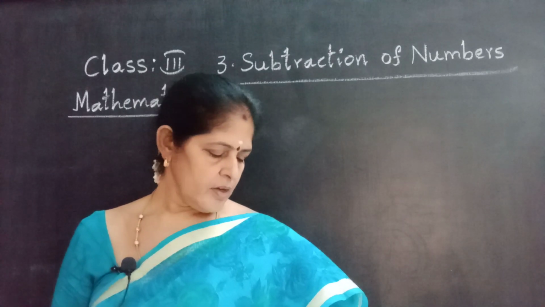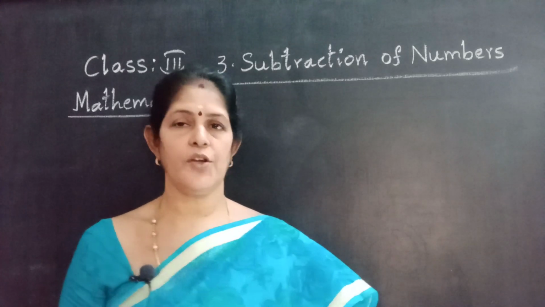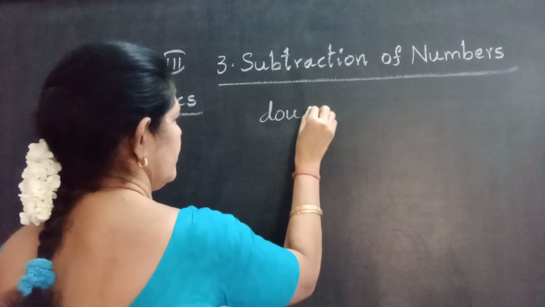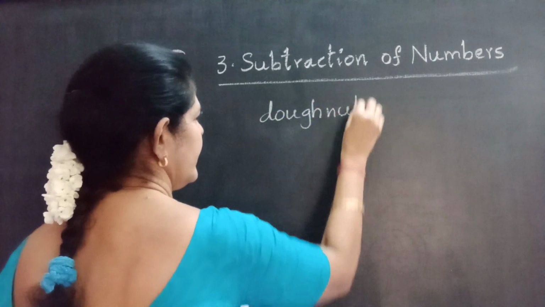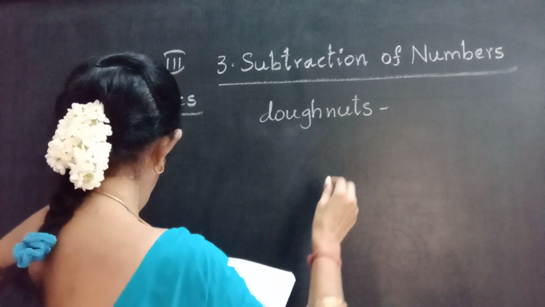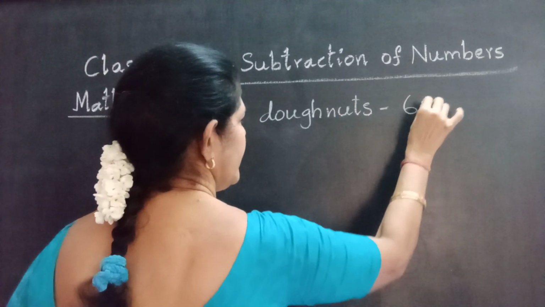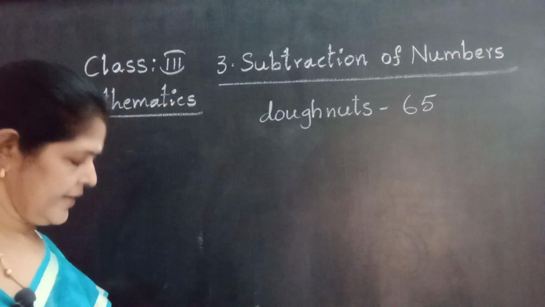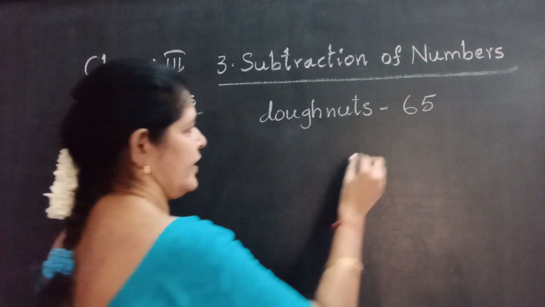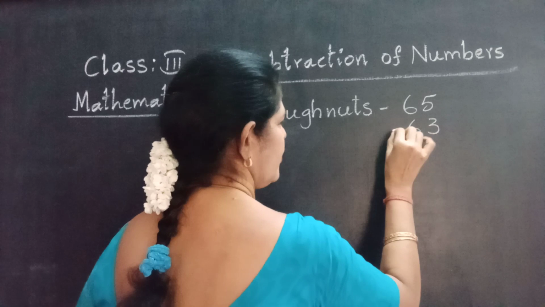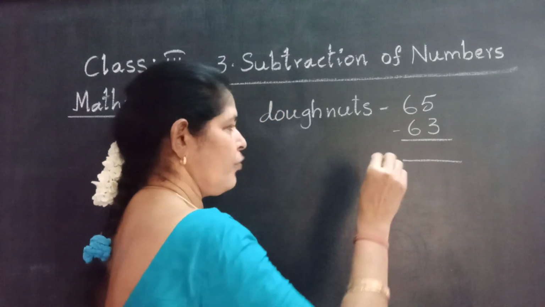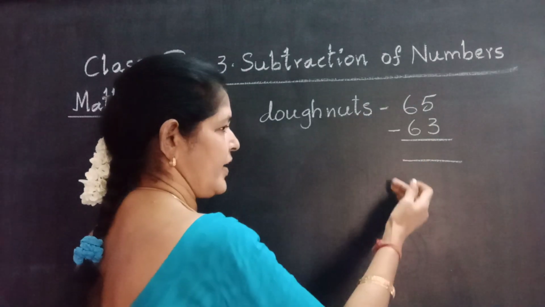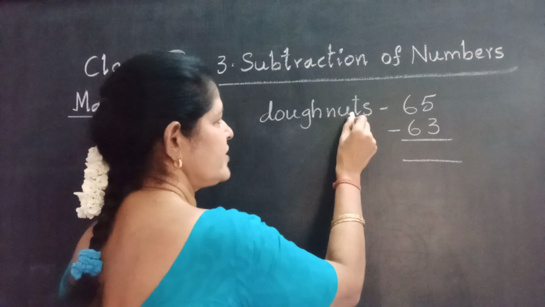How many donuts is she going to order? See the number, 65. She is going to order 65 donuts. How many are eaten? 63 donuts are eaten. How many are left? Left we get by subtraction. 65 minus 63. 65 is the number of donuts ordered by Anishka.